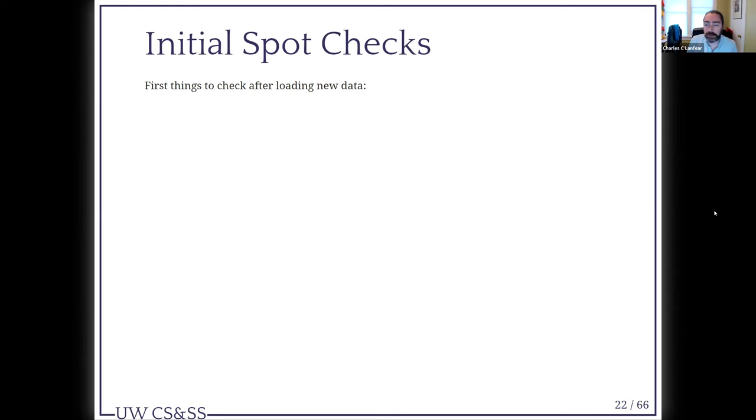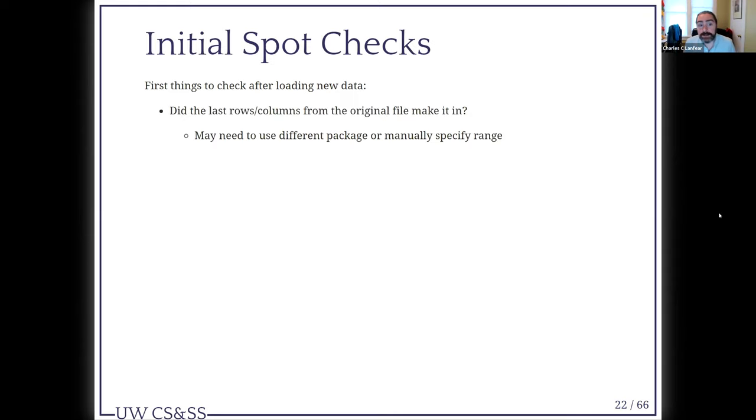So first things to look at. Did the last rows and columns from the file make it in? If you load in a new data set, you will notice immediately if the first rows and columns loaded in wrong. You might forget to look at the end of it though. Typically, if something loads in badly in a file, it's either going to be all of it and you'll see it immediately, or it's going to be stuff at the end. It's rare to have a file load in where everything at the beginning and the end is fine and everything in the middle is terrible.